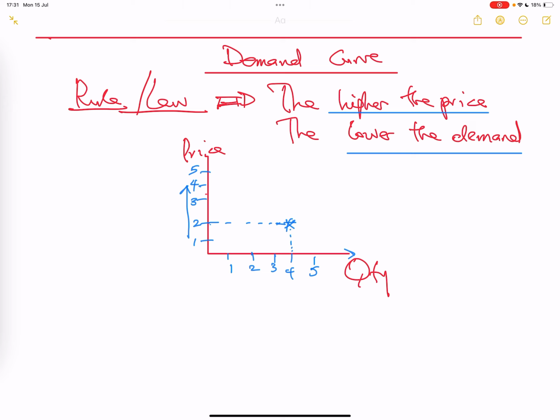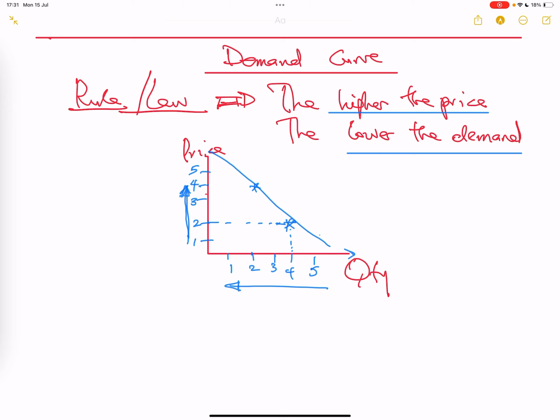Whereas if we increase the price to 3, or let's say to 4, we expect the demand to reduce. So the demand will be less than 4, and let's say it's around 2.5 here. And if the price goes higher, you eventually see that the demand curve will always be like this, because as the price is going up, demand must be coming down.